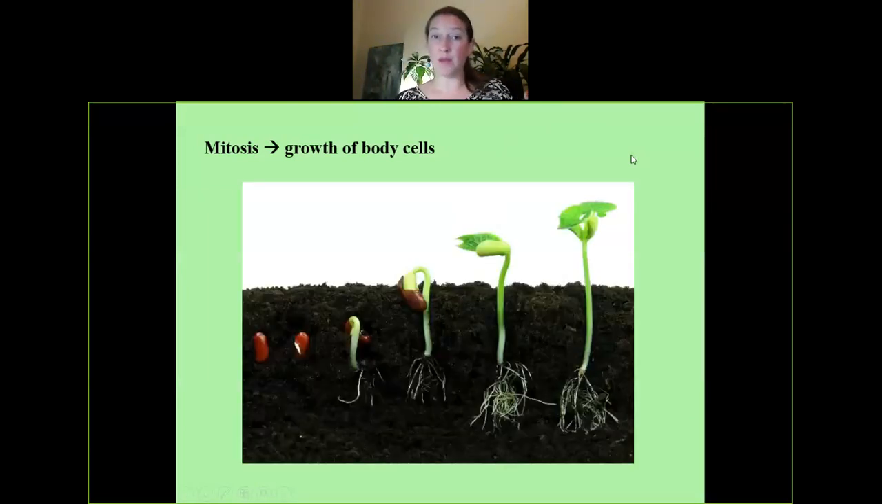Just like we need mitosis in order to grow, plants need mitosis in order to grow. You can't go from a seed to a tree by magic. The cells in that seed, in the embryo of that plant, need to undergo mitosis in order to grow things like the radicle, the plumule, the shoot apex and the root apex, and eventually go through primary and secondary growth. All of that will happen because of mitosis.